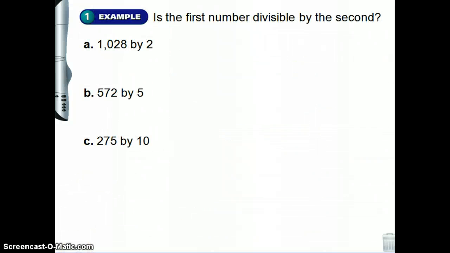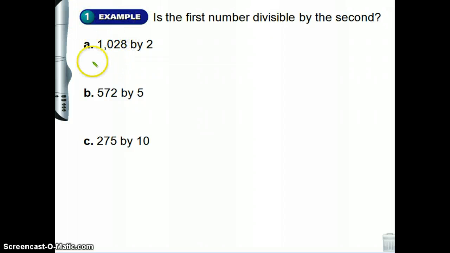Okay, so let's move on to examples. We will work on these together, and then I will give you a couple problems on the computer for you to do, and you'll answer them and then submit them through Educanon. So let's take the first problem, for instance. Is 1,028 divisible by 2?